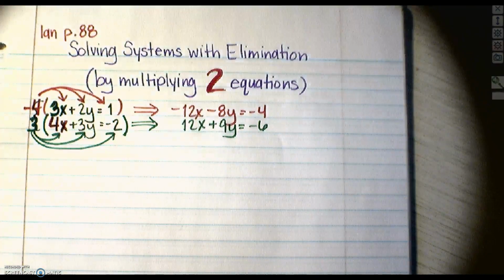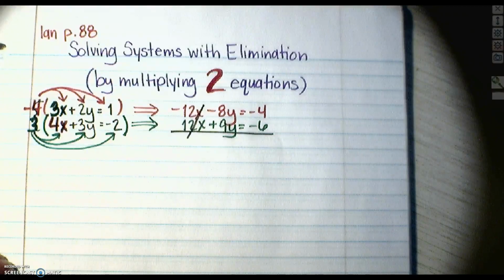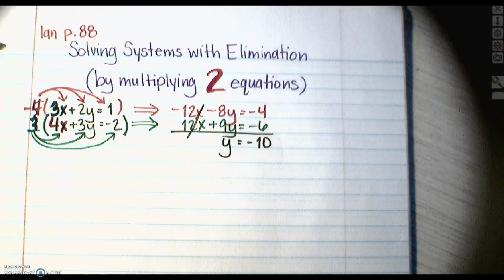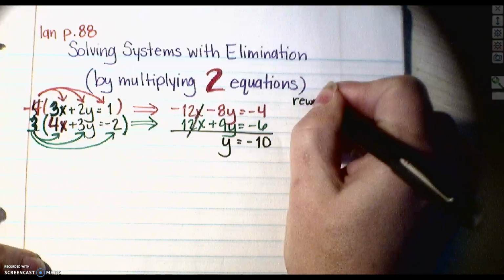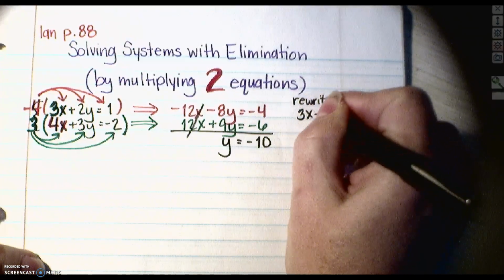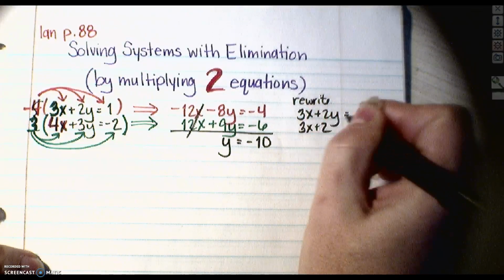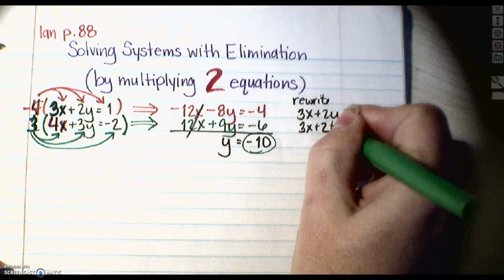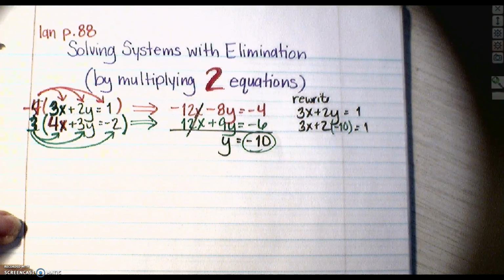Let's add everything together. -12x plus 12x is 0. This is y equals -10. Found my y. Let's go back in and add it into the first equation. So rewrite the first equation again. 3x plus 2y equals 1. 3x plus 2, we know that y is -10. So instead of y, we're going to put -10, equals 1.